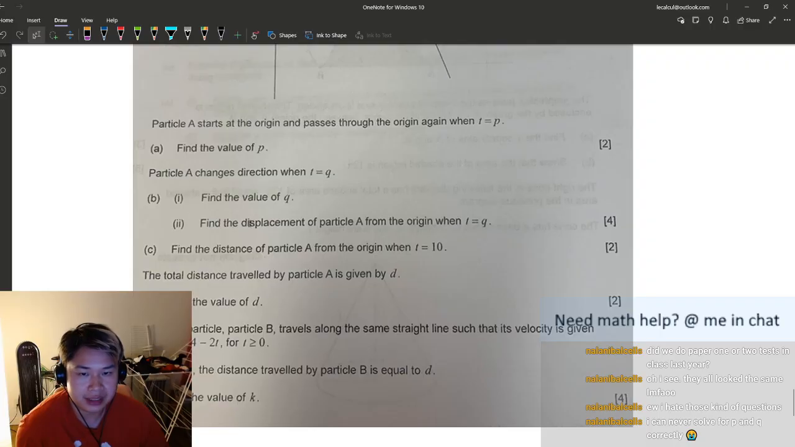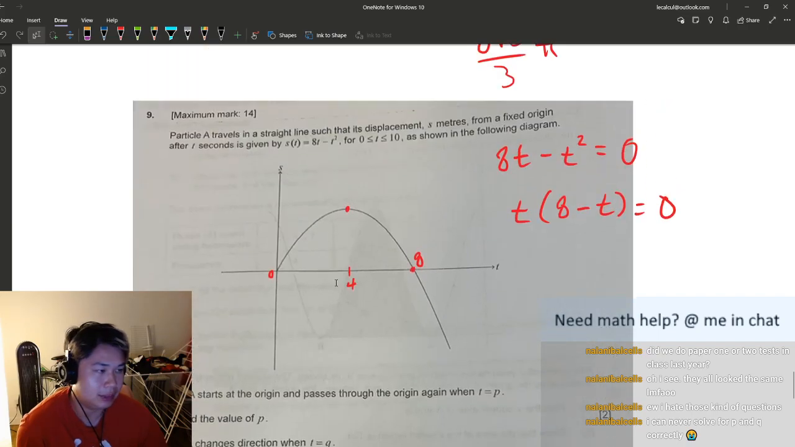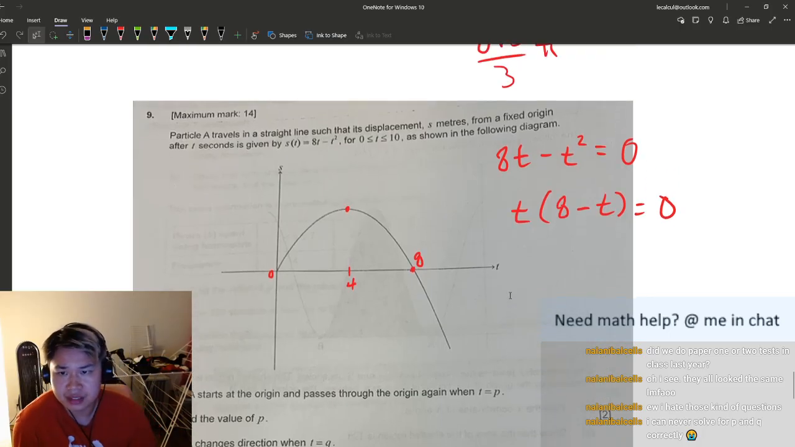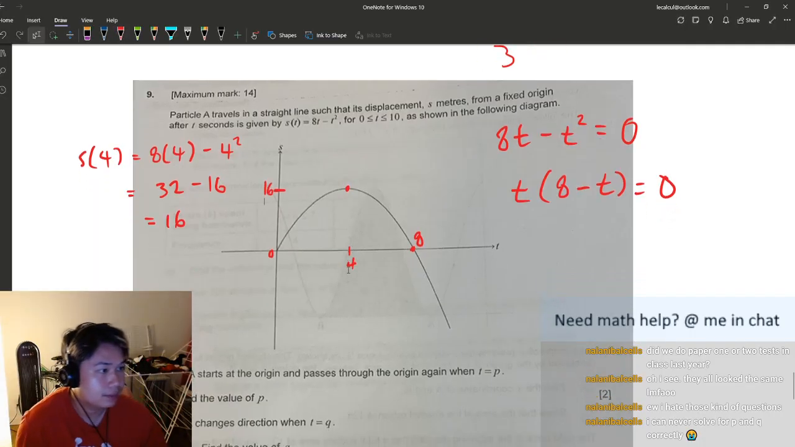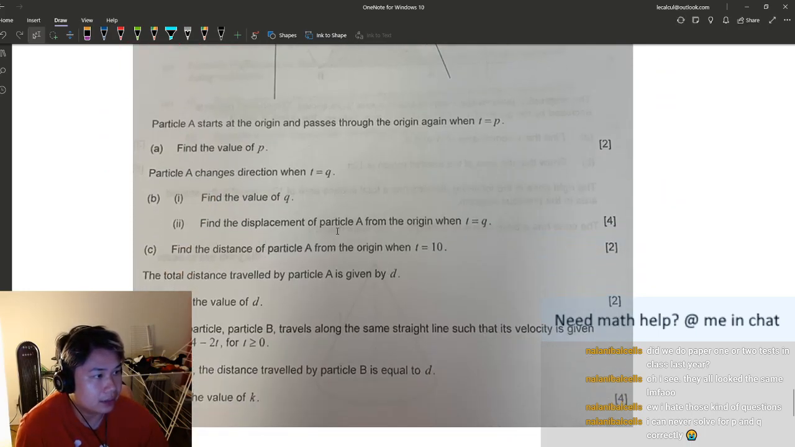Then find the displacement of the particle from the origin when t equals q. Basically they're saying plug 4 into the function and calculate the displacement. So s at 4 is equal to 8 times 4 minus 4 squared. 8 times 4 is 32, 4 squared is 16, and 32 minus 16 is 16. So the displacement is 16. Okay, so there you go. Displacement 16.